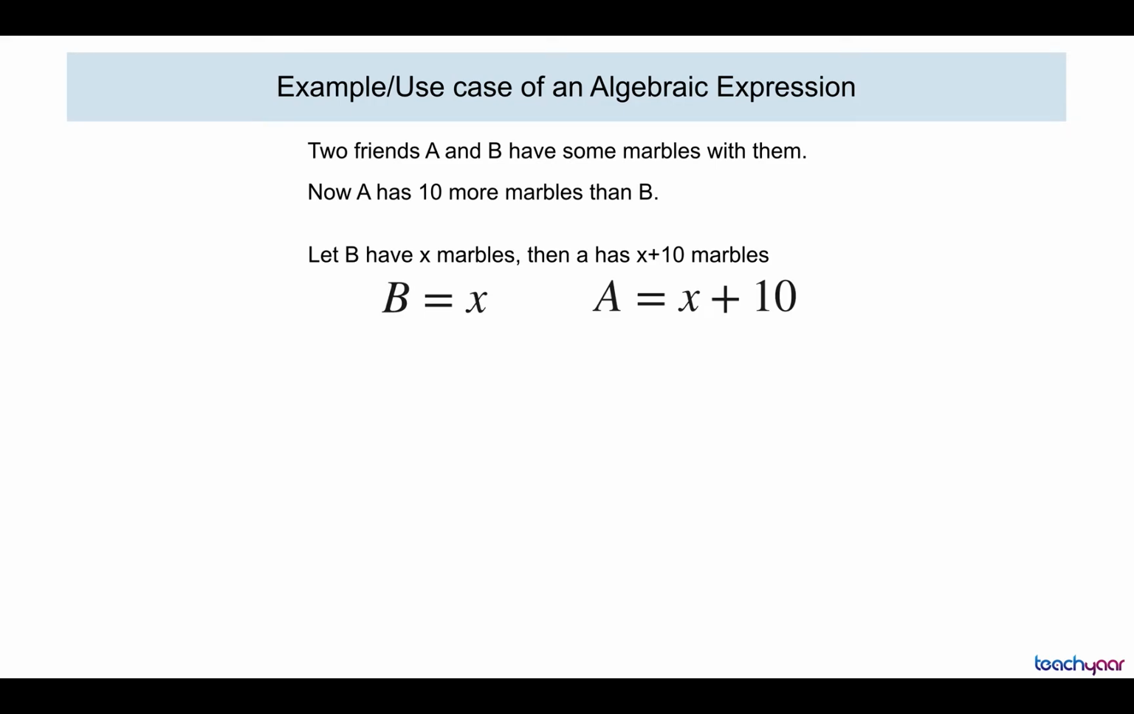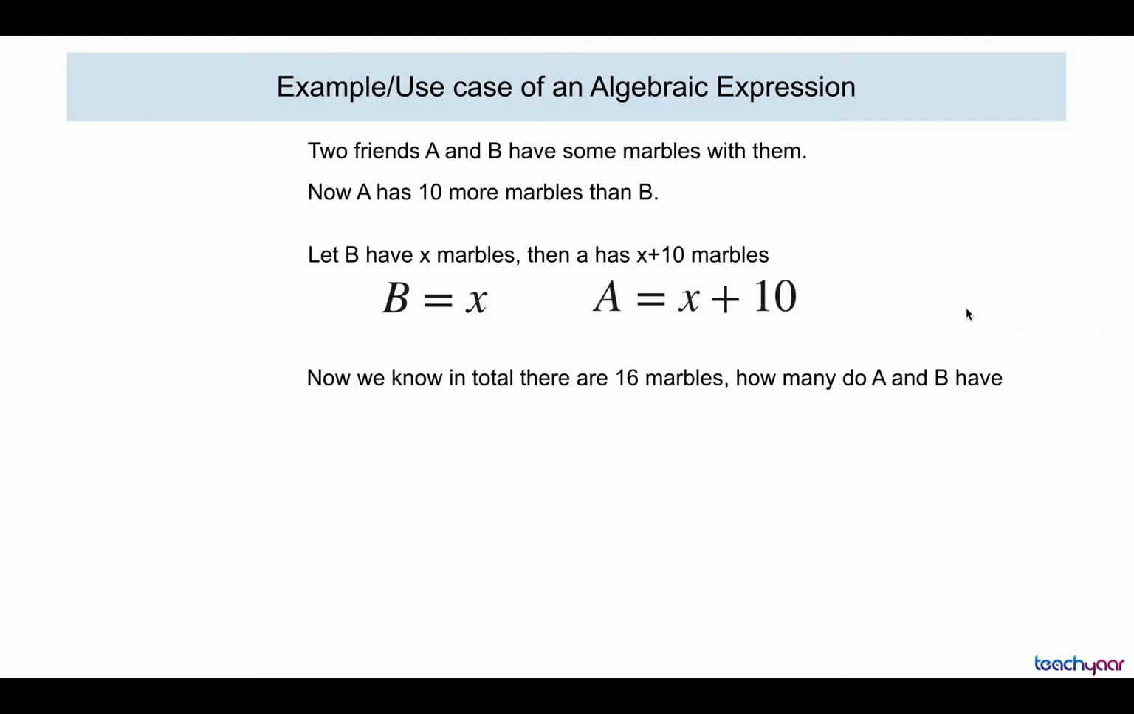So this is not an equation. I've used the equal to sign here, but I'm just saying B has x marbles and A has x plus 10. Now if I tell you that in total we know there are 16 marbles, a packet of 16 that we've just opened and given to A and B, how many do A and B have?